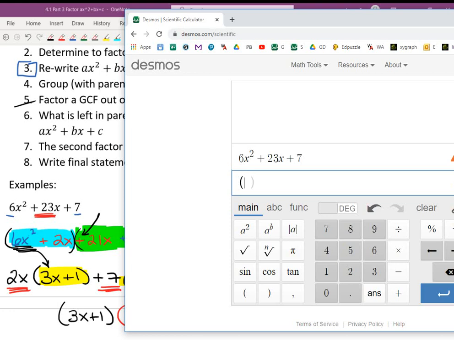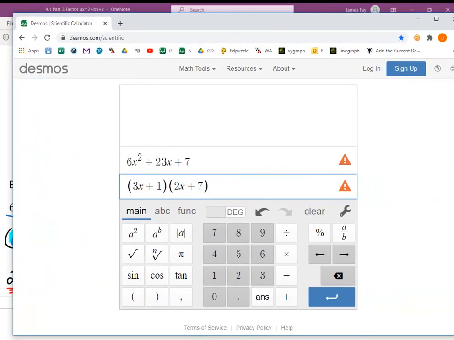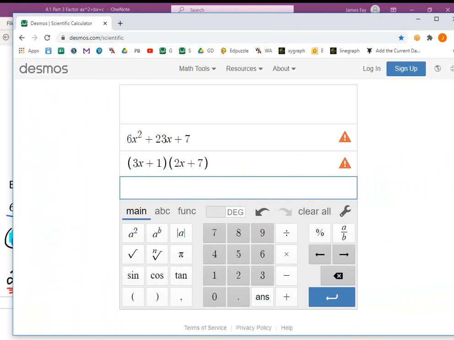And I'll type in then what we just came up with, 3x plus 1 and 2x plus 7. Okay. Now, right now, it's got these little warning signs in it because it doesn't know what x is. But if these are the same thing, just alternative versions, I should be able to plug x in and it should give me the same number back, right?